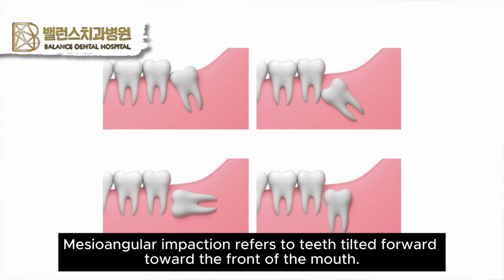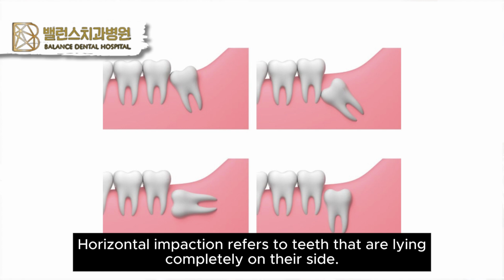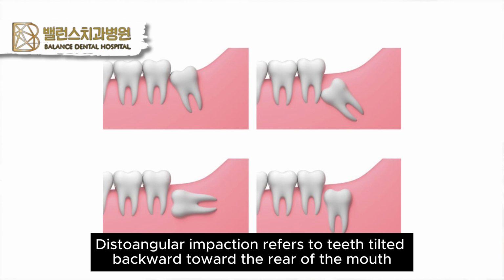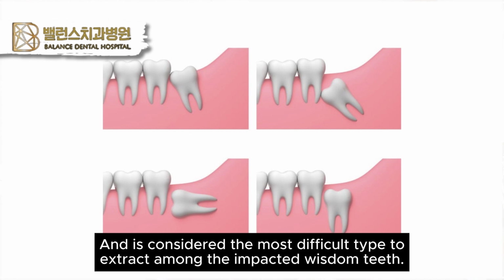Mesioangular impaction refers to teeth tilted forward toward the front of the mouth. Horizontal impaction refers to teeth that are lying completely on their side. Vertical impaction refers to teeth that are positioned upright but remain buried and do not erupt through the gums. Distoangular impaction refers to teeth tilted backward toward the rear of the mouth and is considered the most difficult type to extract among the impacted wisdom teeth.